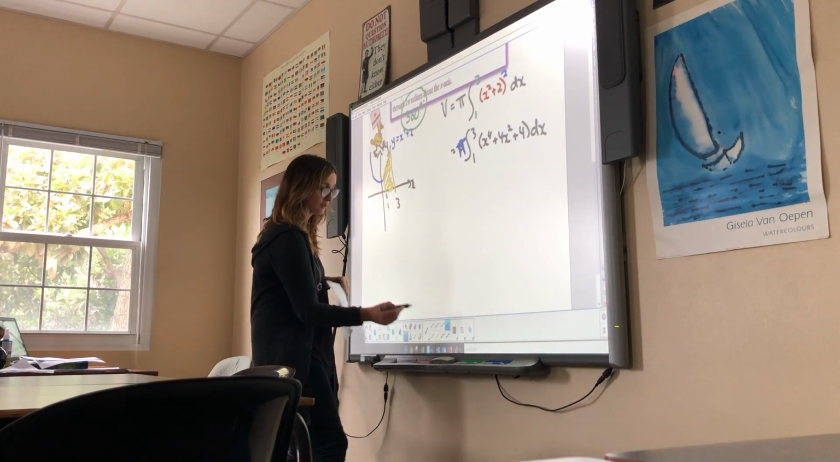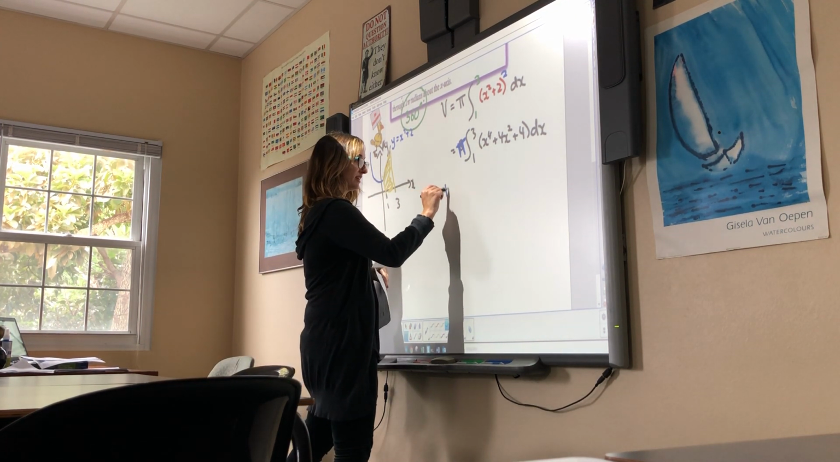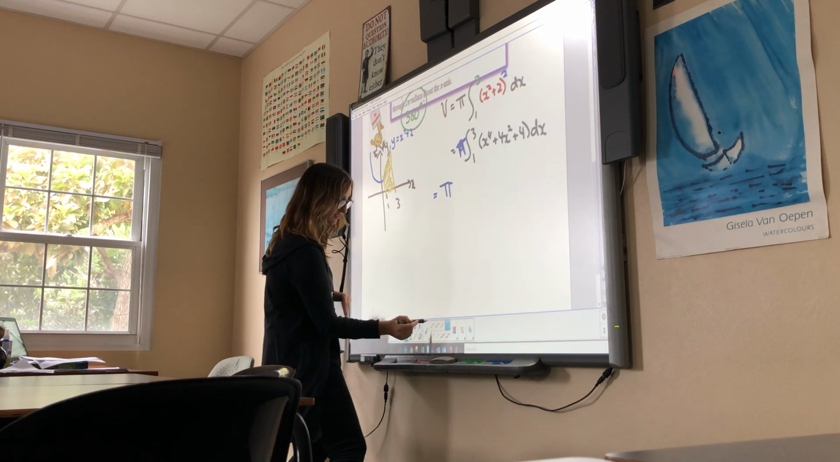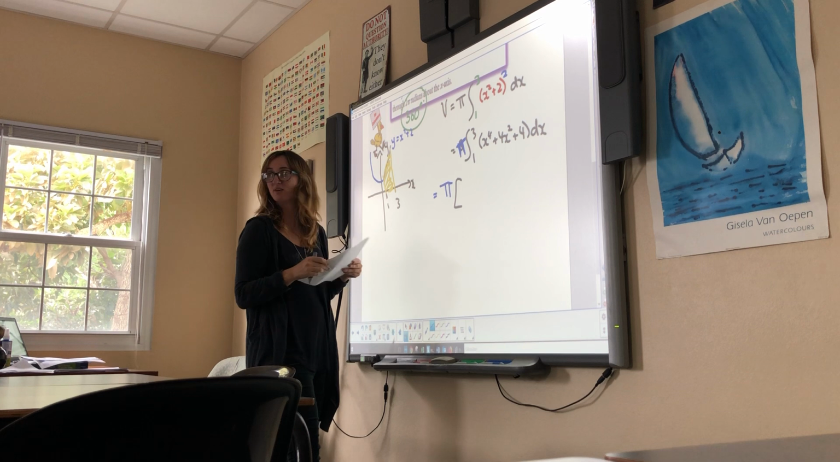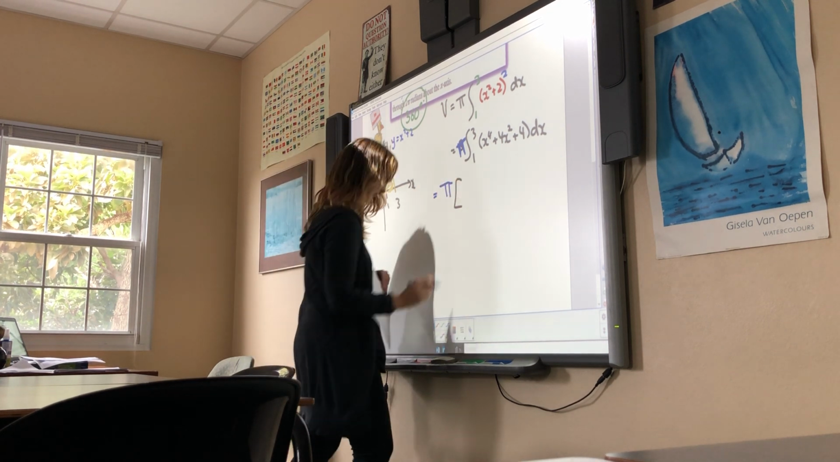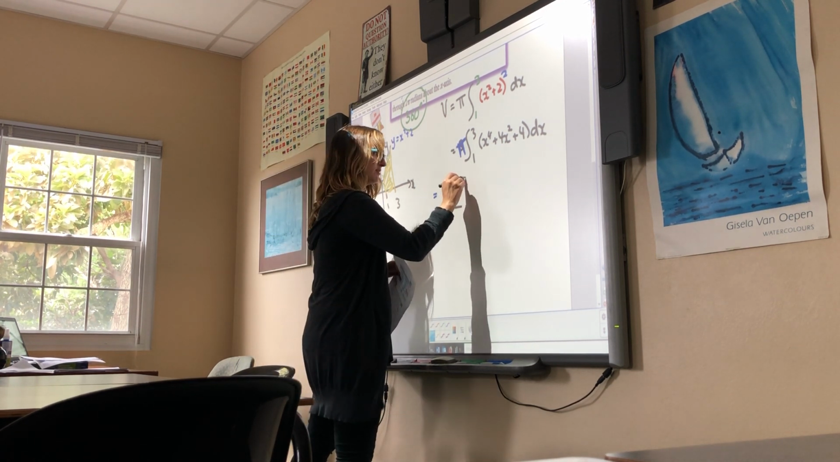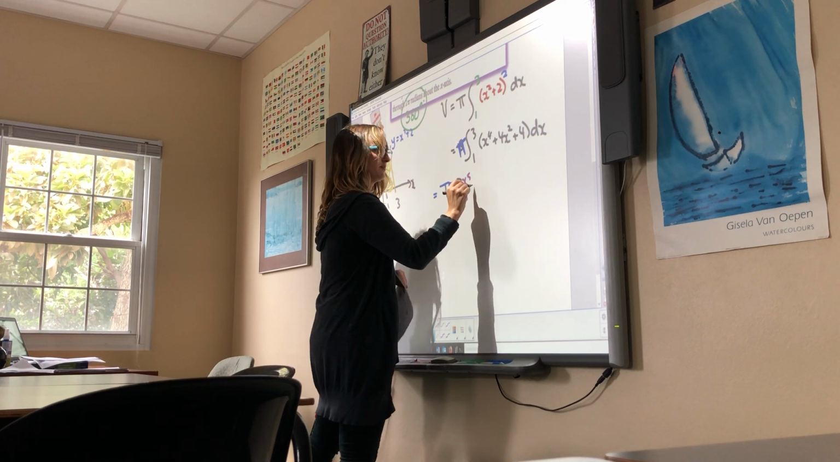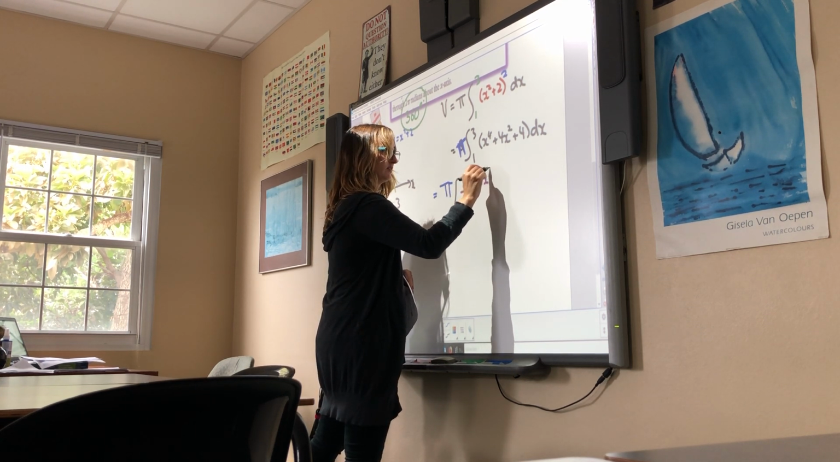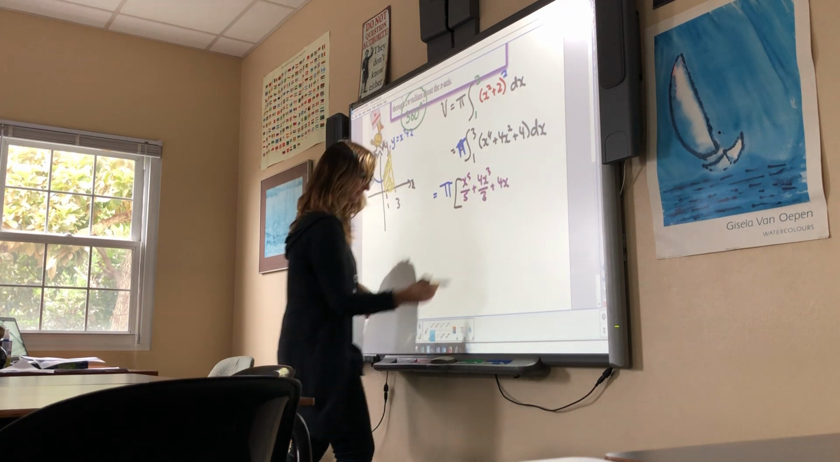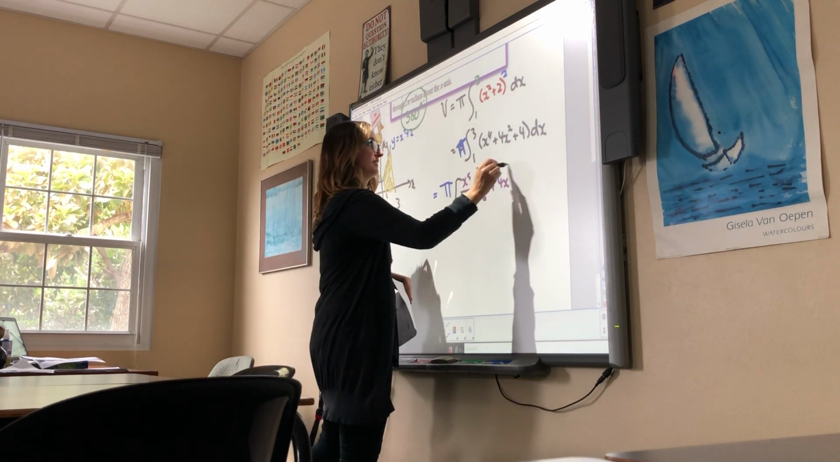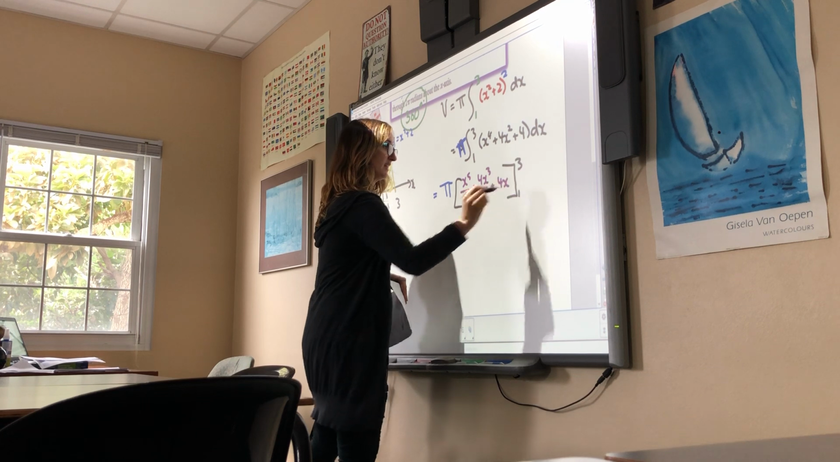So now we need to just pop the pi out the front and then do your square brackets. We've got to integrate the thing that's in there now. X5 over 5, plus 4x cubed over 3, plus 4x. Well done. Nice work. And then from 1 to 3.